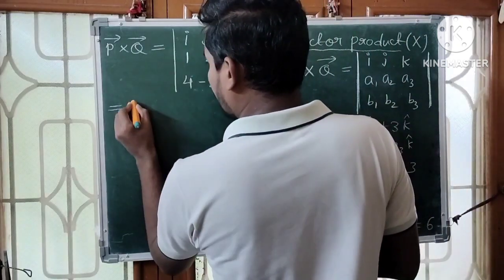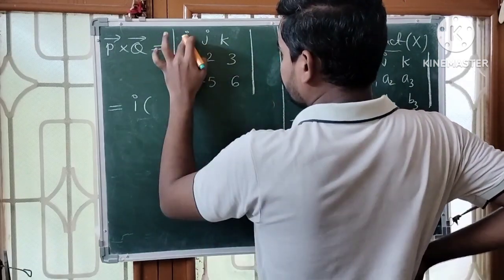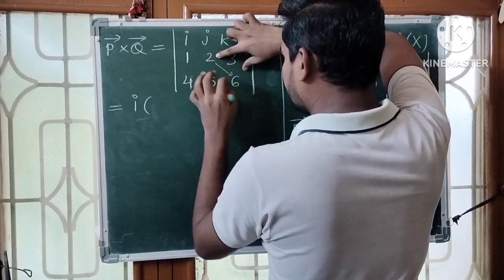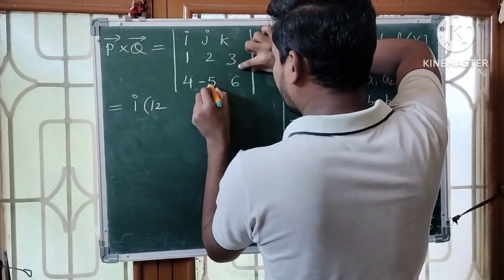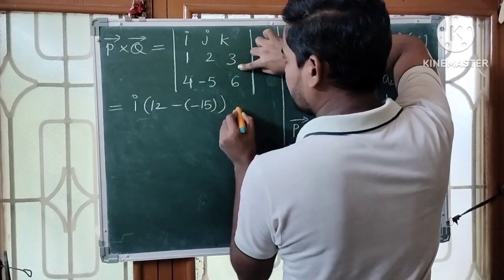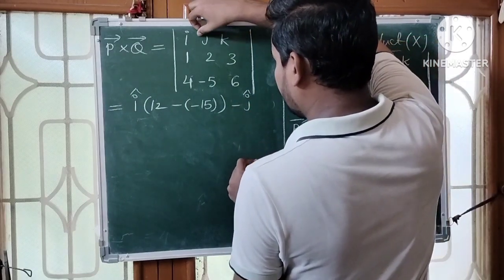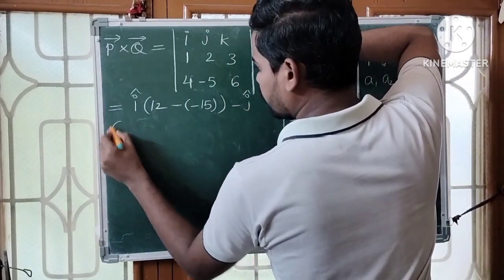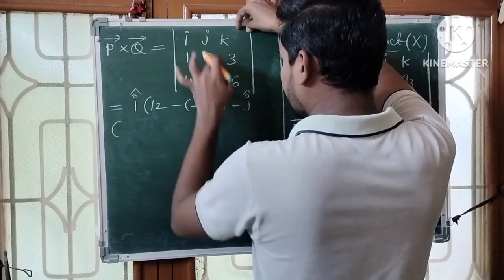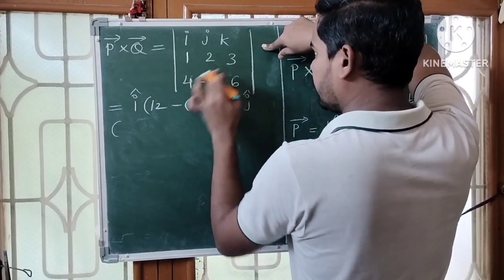Find determinant. So i into the determinant of 2 3, minus 5 6: 2 into 6, 12, and minus of 3 into minus 5, minus 15. Next minus j cap into, remove the first row and second column, and find determinant of 1 3, 4 6.